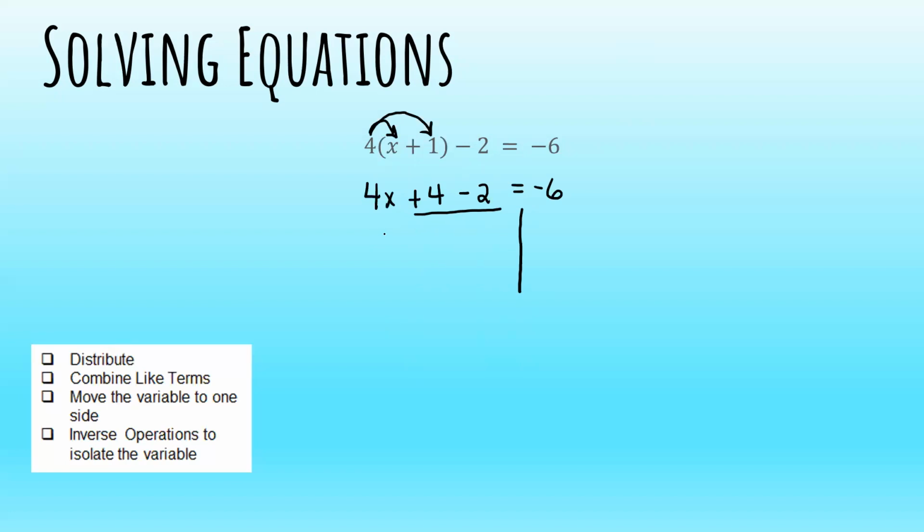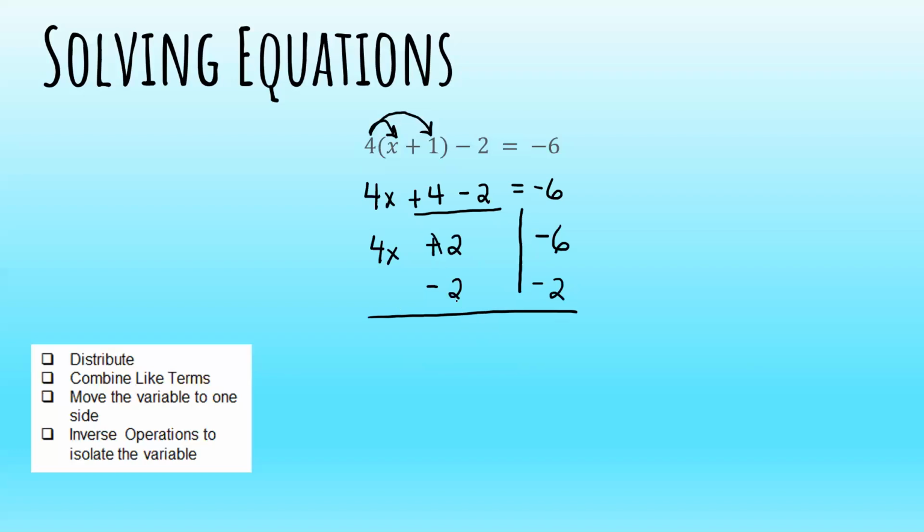Like terms mean they must have the same variables and the same powers. If they don't have variables, then they're considered constants, which means that they are the same, like terms. So we have 4x plus 2, and then on this side we have negative 6. We want to move the variables to one side. Once again, it's already on one side. So now I want to do inverse operations. Same thing like what we did last time. This looks very familiar. Now we want to minus 2.